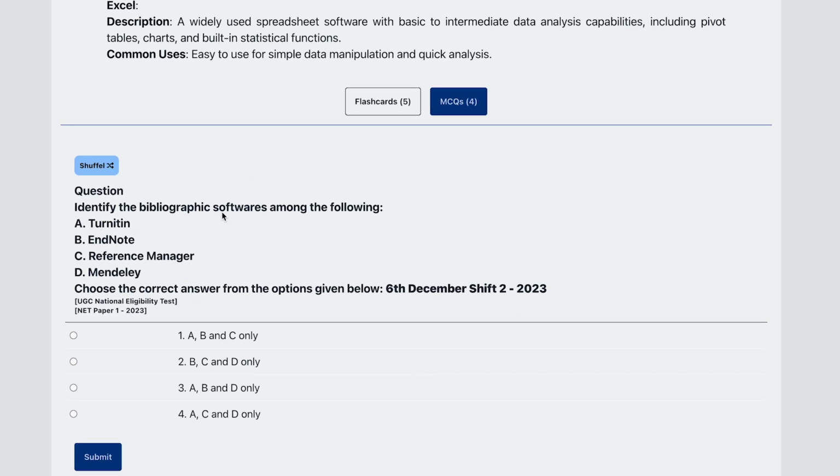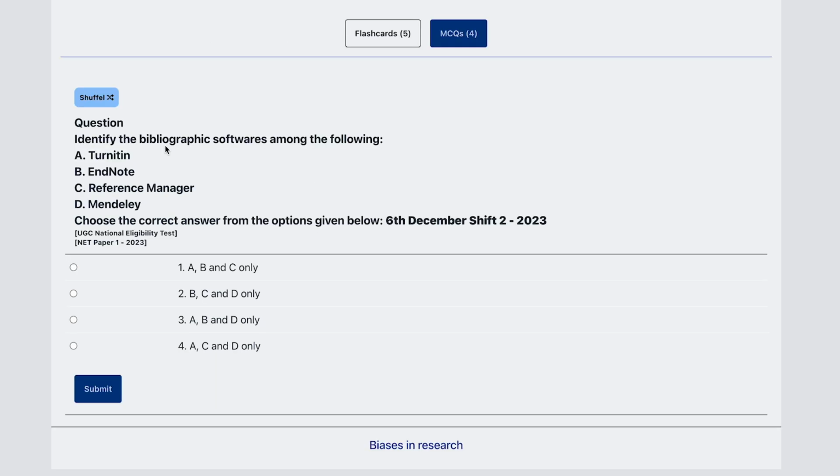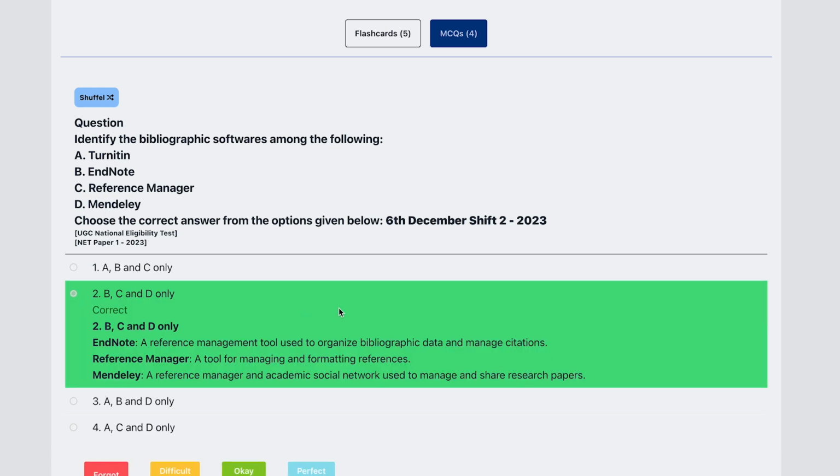Alright, now let's do some MCQs from software. Identify the bibliographic softwares among the following. Like I told you, a very trendy topic. It had come in the 6th December shift of 2023. So softwares that help us do reference management. Turnitin is used for plagiarism. So A is definitely incorrect. EndNote, yes, it helps in reference management. Reference manager, yes, and Mendeley. So B, C, D is the correct answer.